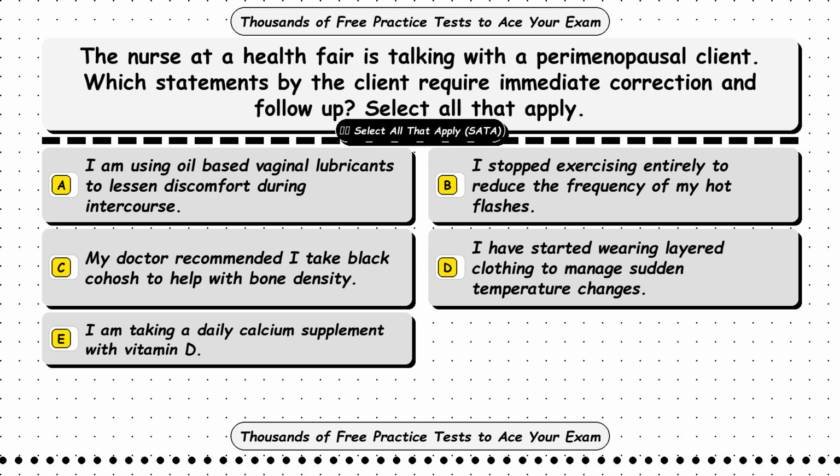Question 31. The nurse at a health fair is talking with a perimenopausal client. Which statements by the client require immediate correction and follow-up? Select all that apply. Option A. I am using oil-based vaginal lubricants to lessen discomfort during intercourse. Option B. I stopped exercising entirely to reduce the frequency of my hot flashes. Option C. My doctor recommended I take black cohosh to help with bone density. Option D. I have started wearing layered clothing to manage sudden temperature changes. Option E. I am taking a daily calcium supplement with vitamin D.